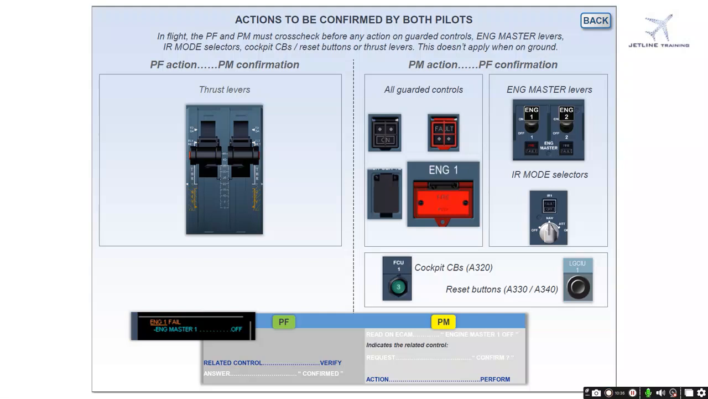Pilot flying is in charge of thrust levers because it's a flight path, and pilot monitoring is in charge of the rest that need to be confirmed. So all guarded controls, red or black, irrelevant. Engine master levers, air mode selectors or push buttons, and circuit breakers. So when ECAM says, for example, engine master 1 off, the pilot monitoring indicates the related control and requests confirm. Pilot flying checks that this is the correct control and answers confirm, and then pilot monitoring performs the action.